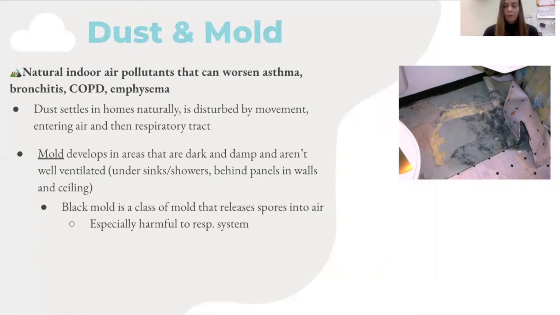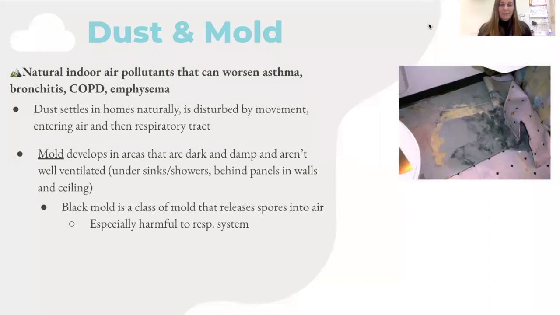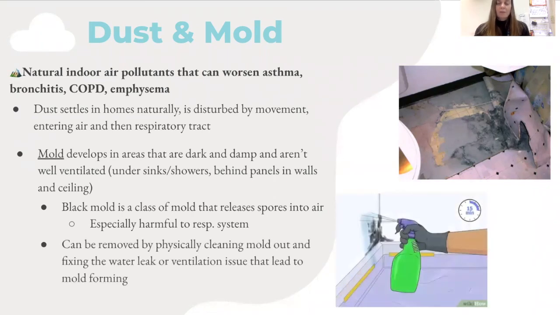There is a type of mold called black mold that is the most harmful for people because it releases its spores into the air. So black mold is particularly harmful to the respiratory system because we breathe in the spores of black mold. In order to treat mold, it has to be physically cleaned out. It has to be sprayed with bleach or some other solution that will kill the mold. And then in order to prevent it from returning, the water leak or lack of ventilation that caused the mold in the first place needs to be fixed.